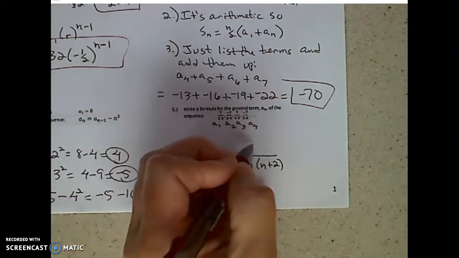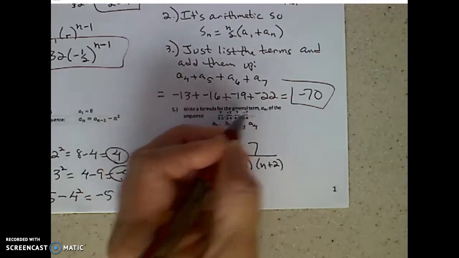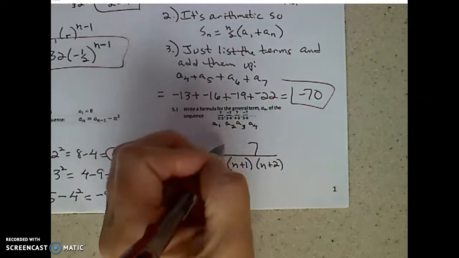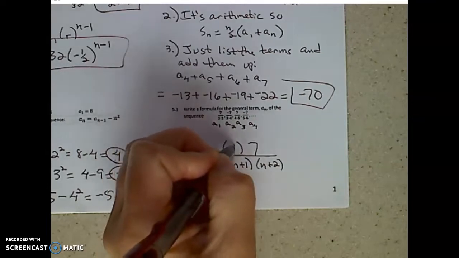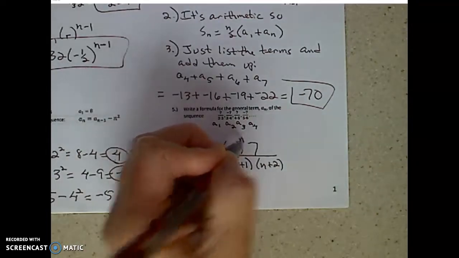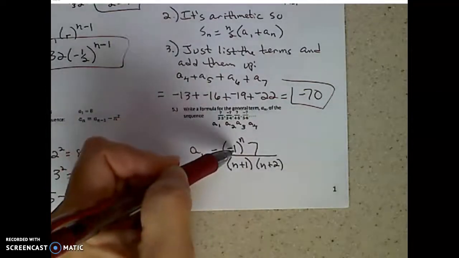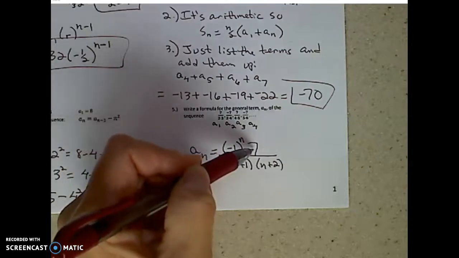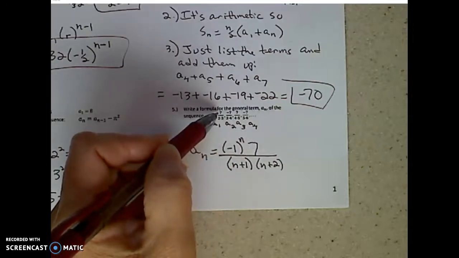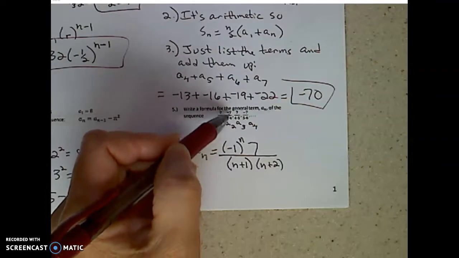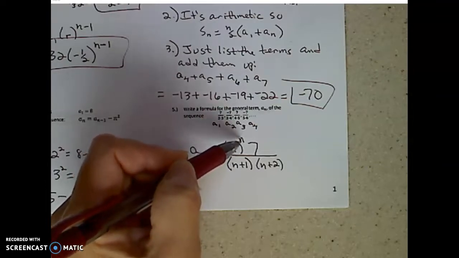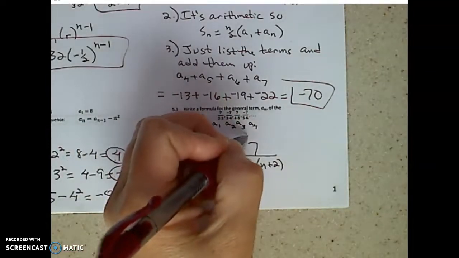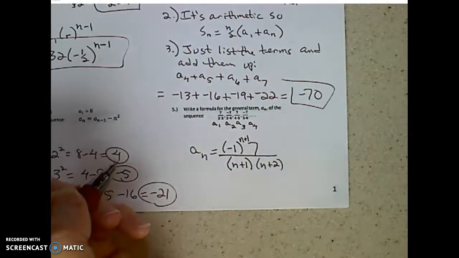Then in the numerator, I know I want that 7, but notice it's an alternating sequence. Starts positive, then turns negative, positive, negative. Remember this trick? We use that negative 1 to some power. If I plug in the term number, that would be negative 1 to the first, which would be negative 1 times 7, which would be negative. I actually want it positive. If I plug in 2 to that second term, that would be negative 1 squared, which is positive, times 7 would be positive. I want it negative, so I actually want an n plus 1.